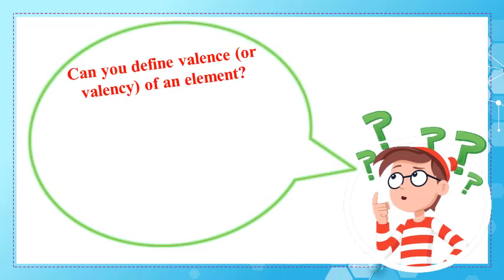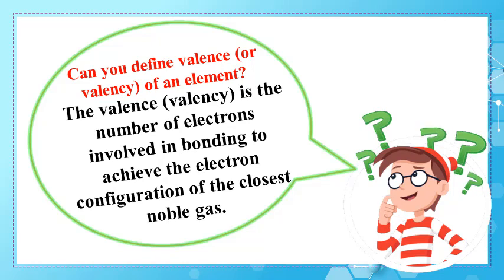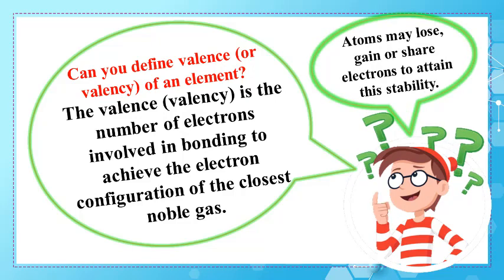Now, can you define the valence or valency of an element? The valence or valency is the number of electrons involved in bonding to achieve the electron configuration of the closest noble gas. So atoms may lose, gain, or share electrons to attain their stability.